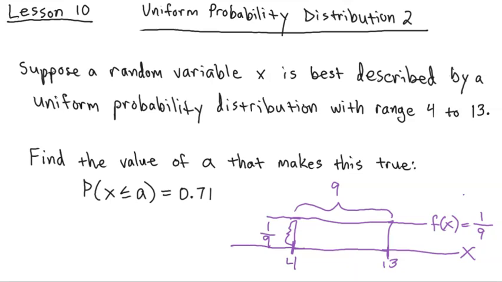What this is saying is, find the value of A that makes this statement true. We want to know what value of A would make the probability of X less than that number equal to 0.71. In the previous question, we were given this number and had to find this number. Now we're being given this number and we have to find this number.